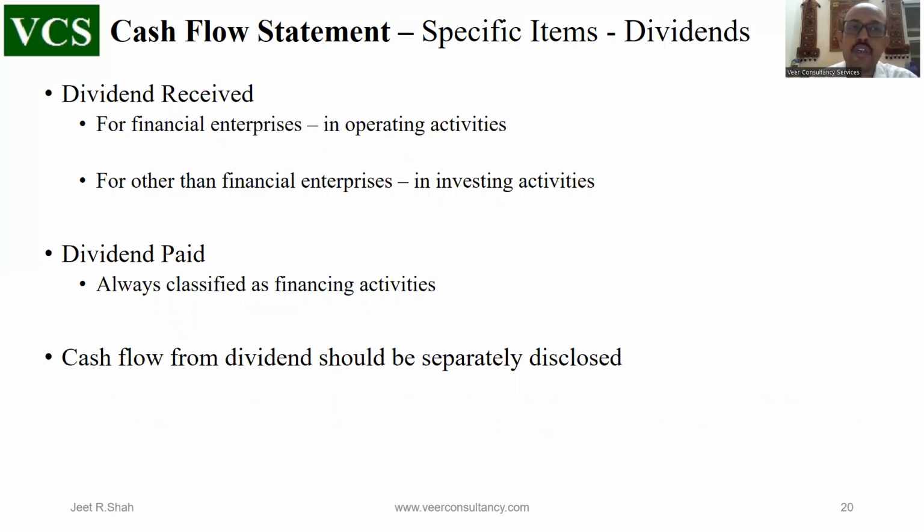Now we also have the treatment for dividends. When you are a financial enterprise and you receive dividends, meaning you are an NBFC or a bank, this will be classified as operating activities because the business of a financial enterprise is to invest and make money. Okay. However, the dividend received by any other enterprises which are not financial enterprises will be a part of your investing activities only. Dividend paid, whether you are a financial enterprise or a non-financial enterprise, would always be classified into financing activities. Why? Because you are paying dividend as you had raised funds, and those funds raised will be a part of your financing activity. Cash flow from dividend should again be classified separately.